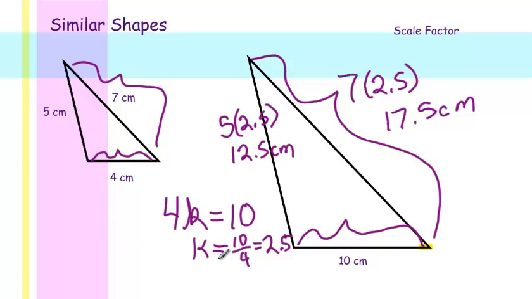So on this slide so far we've learned how to find the scale factor using two known values. You have to be given or told somehow that they are similar shapes. You have to know that or be told that.